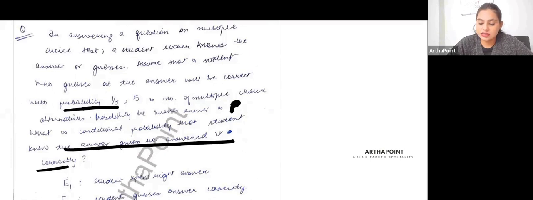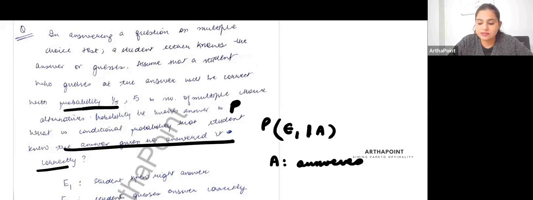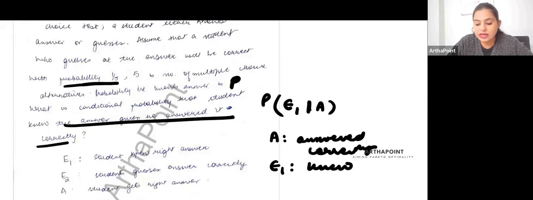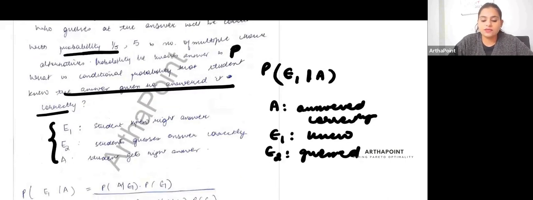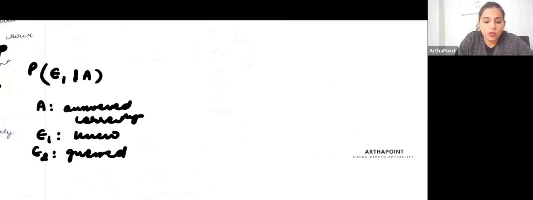So we are saying, given he answered correctly, what is the probability he knew the answer? So A is the event that he answered correctly, given that E1 is the event that he knew the answer. So what will be E2? That he guessed the answer. So we form these three things. Now, very simple. The question is asking: what is the probability of E1 given A?